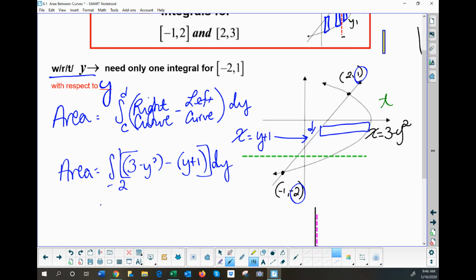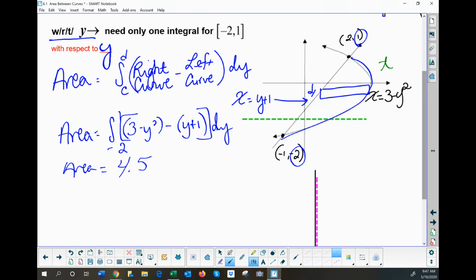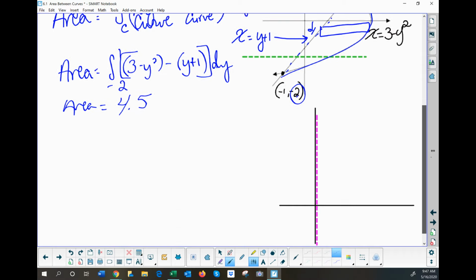And we could go ahead and solve that. It would end up being 4.5. I used the calculator and got that. Okay, just a little bit different approach, and easier because the quadratic was clearly to the right of the linear function for the entire interval from negative 2 y value up to positive 1 y value.